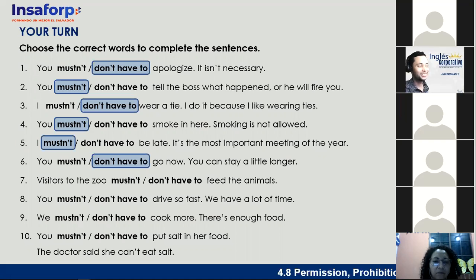Are you sure? Is it permitted to feed the animals, to give food to the animals? Visitors to the zoo mustn't. Mm-hmm. Visitors to the zoo mustn't feed the animals, ¿verdad? En los zoológicos no se permite darle comida a los animales, por lo tanto es prohibido. Okay. Visitors to the zoo mustn't feed the animals. Thank you, Ciro. What about number 8? Volunteers, please. Number 8.